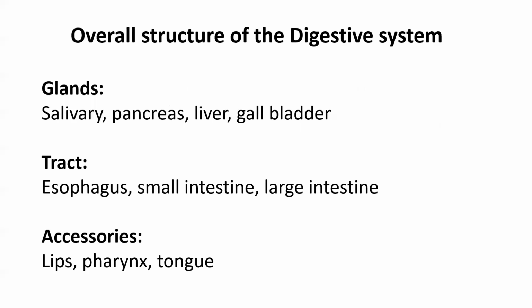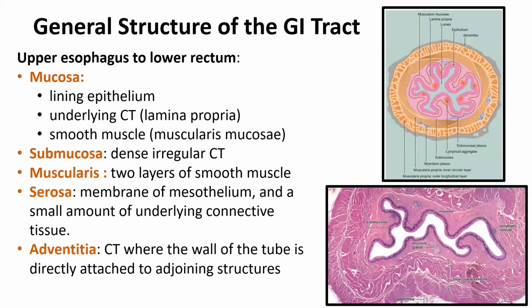Yesterday, I showed you this slide, which was the overall structure of the digestive system, and it has glands, tract, and accessories. Yesterday, we talked about the tongue, one of the accessories, and the salivary gland. Today, we start talking about the tract, starting with the esophagus, and followed by the stomach.